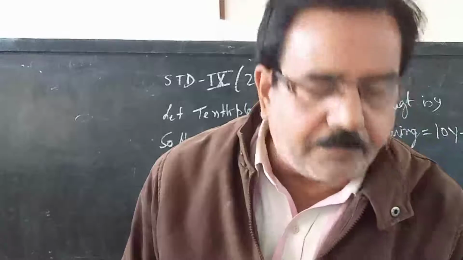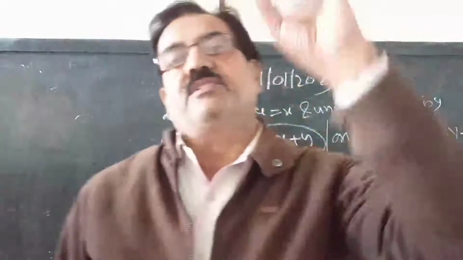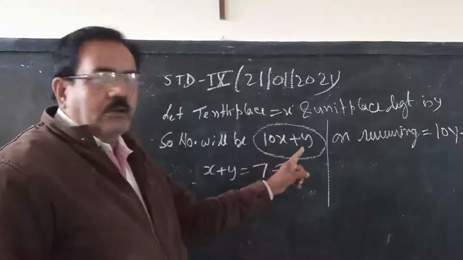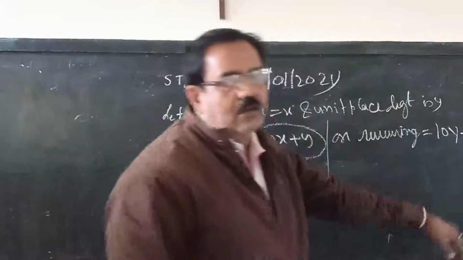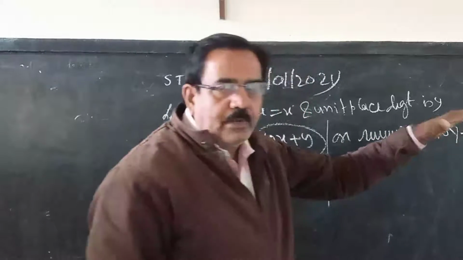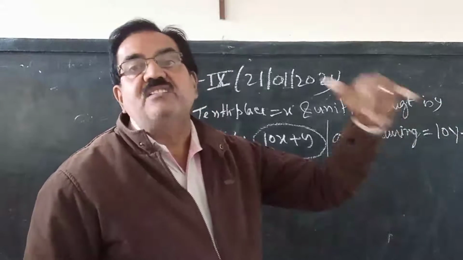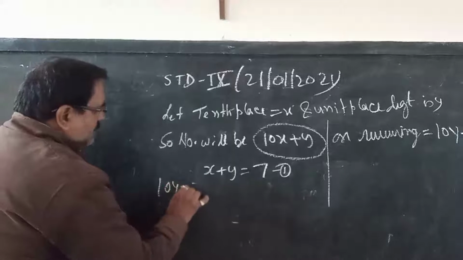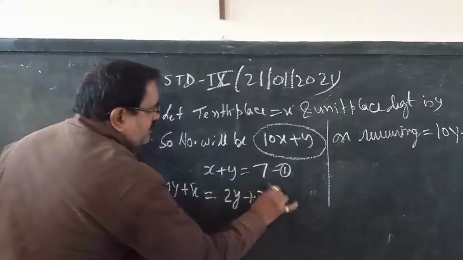Now what is given? On reversing the number, with the order of the digits reversed, it is 28 greater than twice the unit digit of the original number. The unit digit in the original number is y. This is the original number. So what is the unit digit? y. So when we reverse the order, means when we write 10y plus x, this becomes equal to 28 plus twice the unit digit of the original number. Means 10y plus x is equal to twice the unit digit, in which 28 is greater.